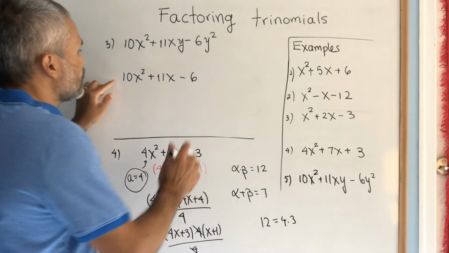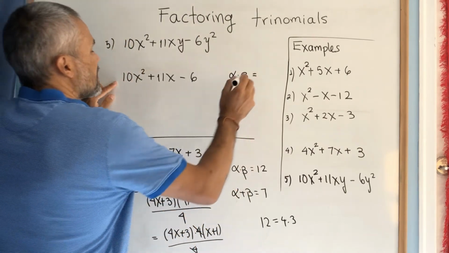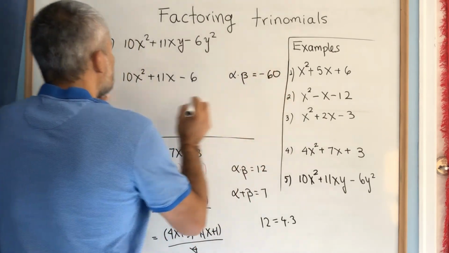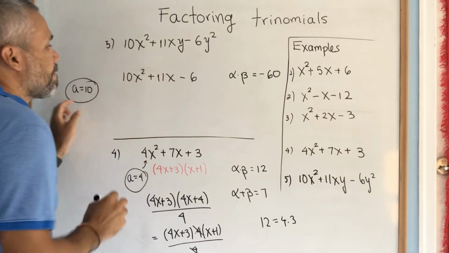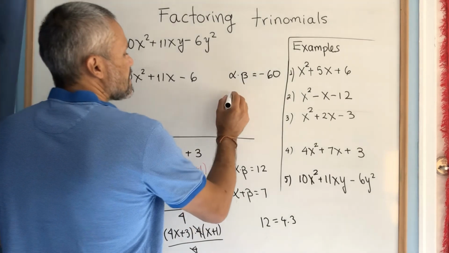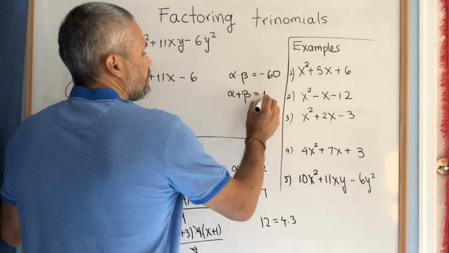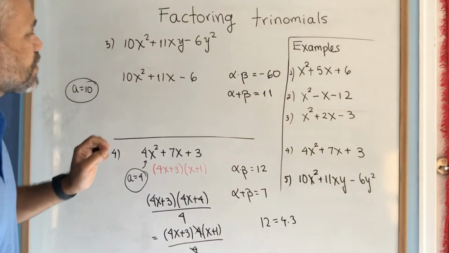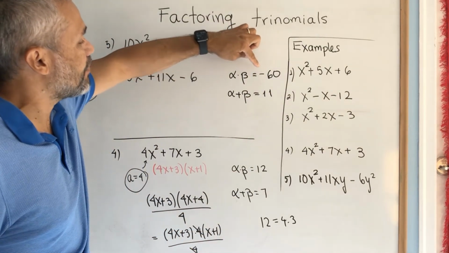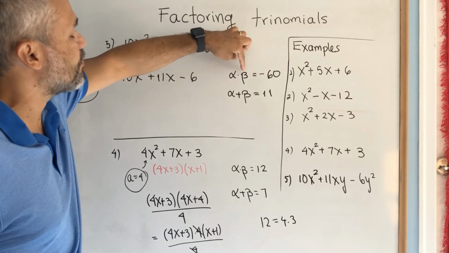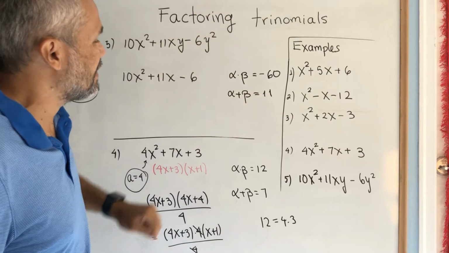Then we want to find two numbers such that the product is negative 60. Notice that in this case, a is 10. And we want the sum to be 11. What are these two numbers? Notice that alpha times beta being a negative number means that one is positive and the other one is negative. And then in this case, the sum is actually the difference.